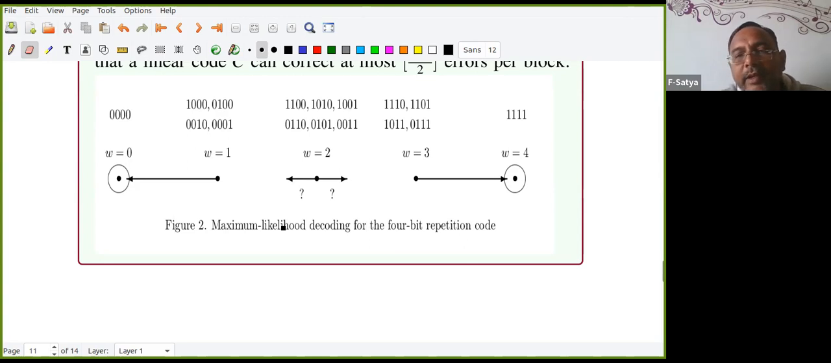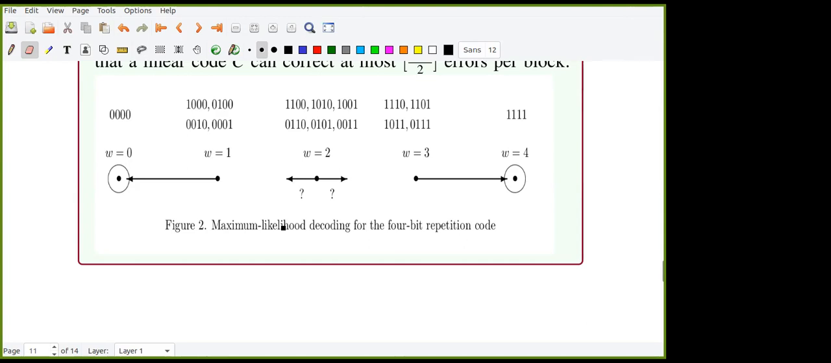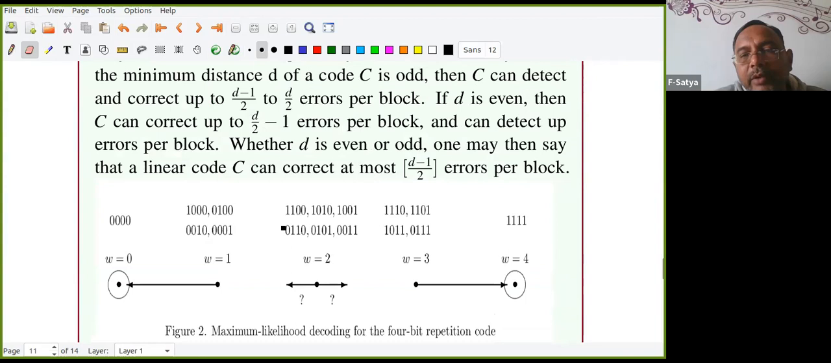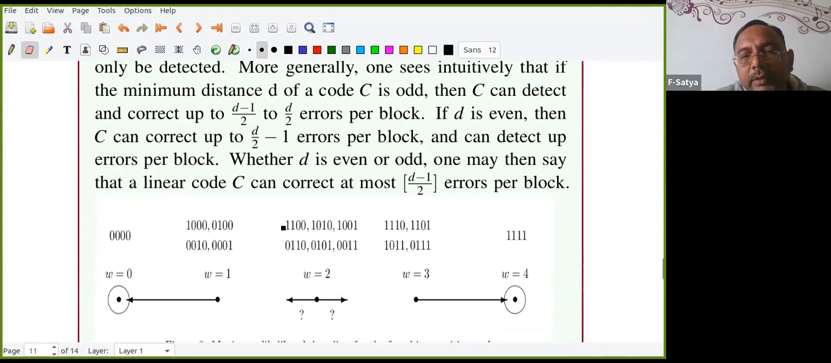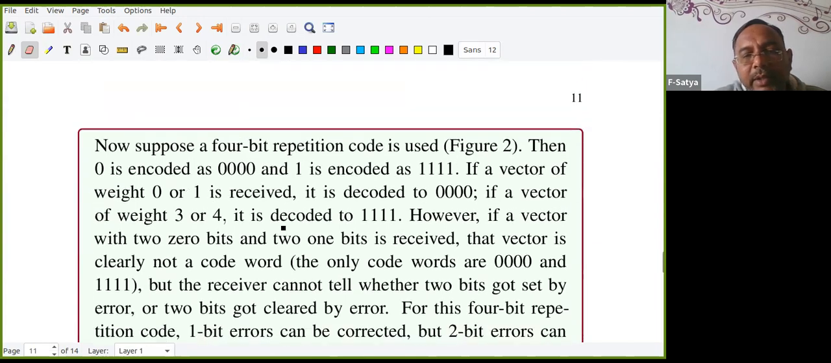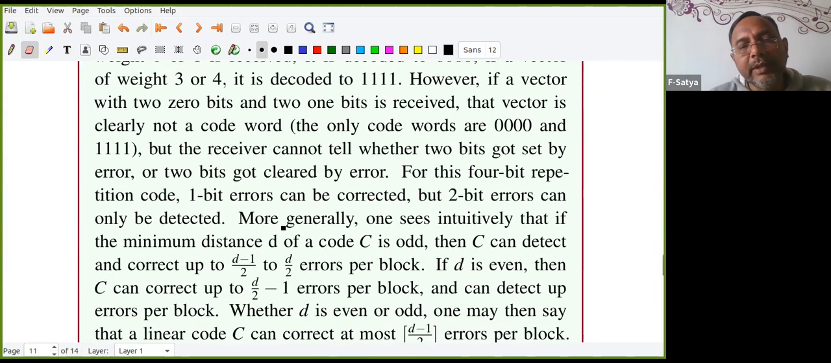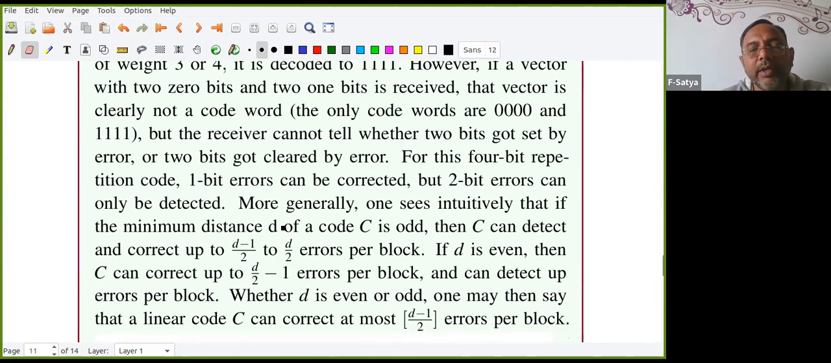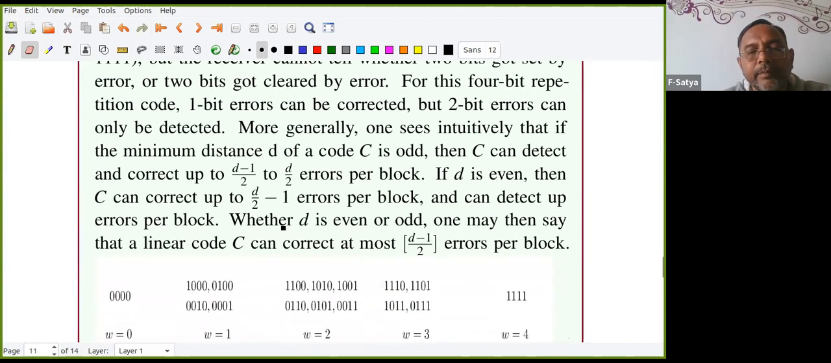Is everything clear till now? So you understand why (d minus 1) by 2 is required? You can read this; I'm not going to read it, so I'm leaving it to you. Please go through the lecture notes, okay?